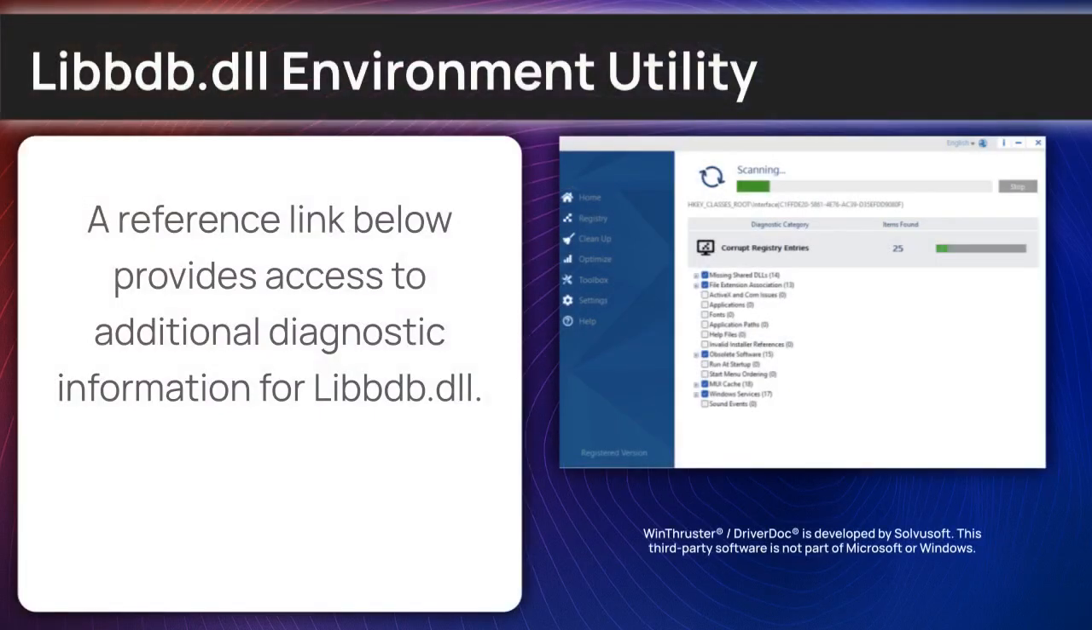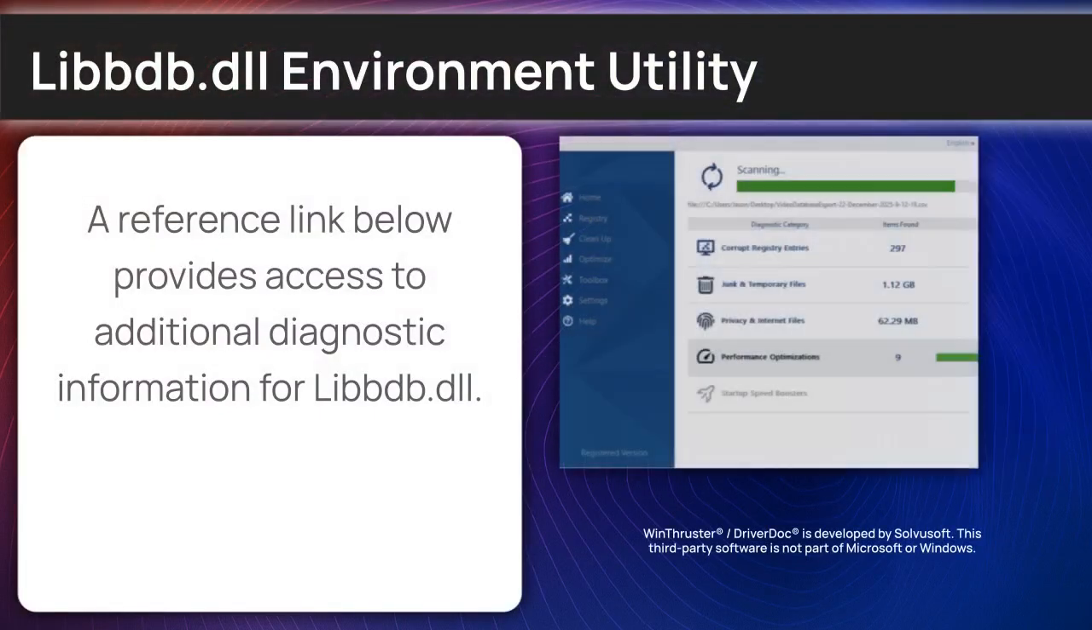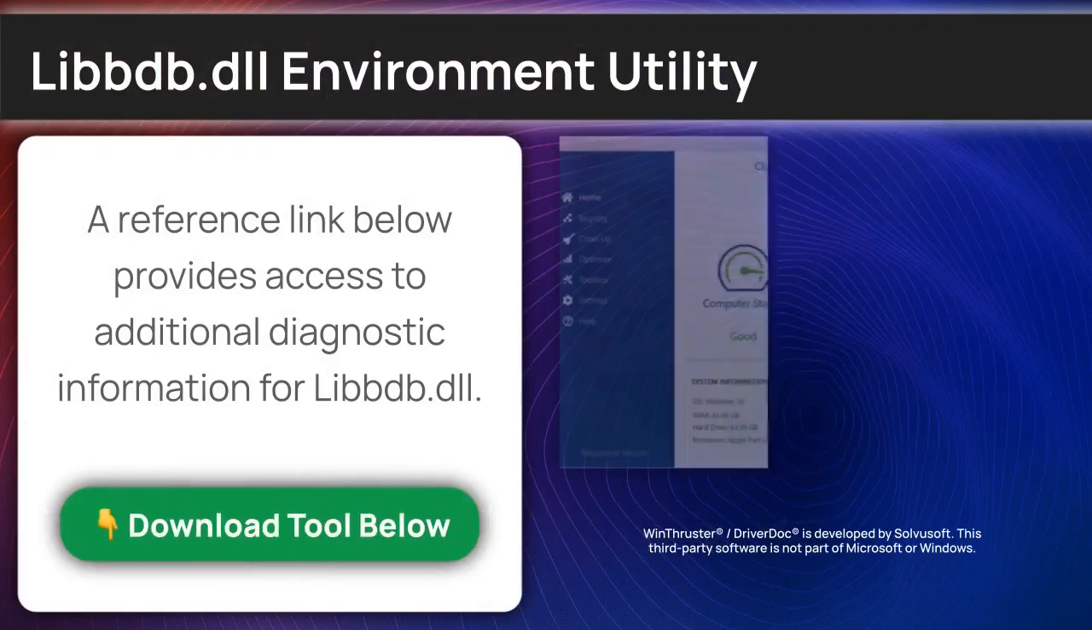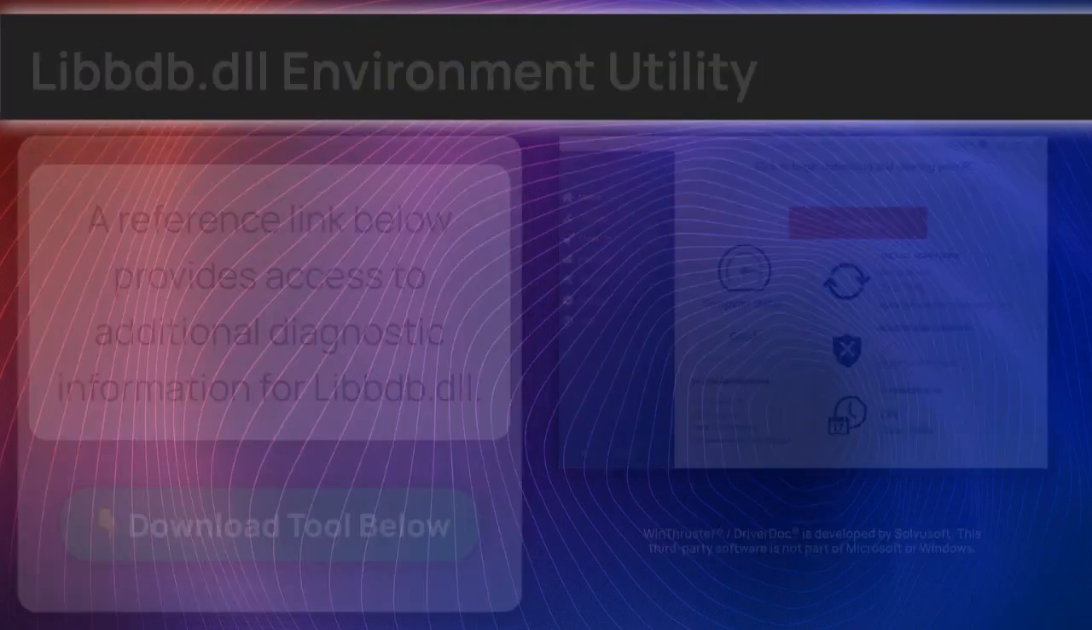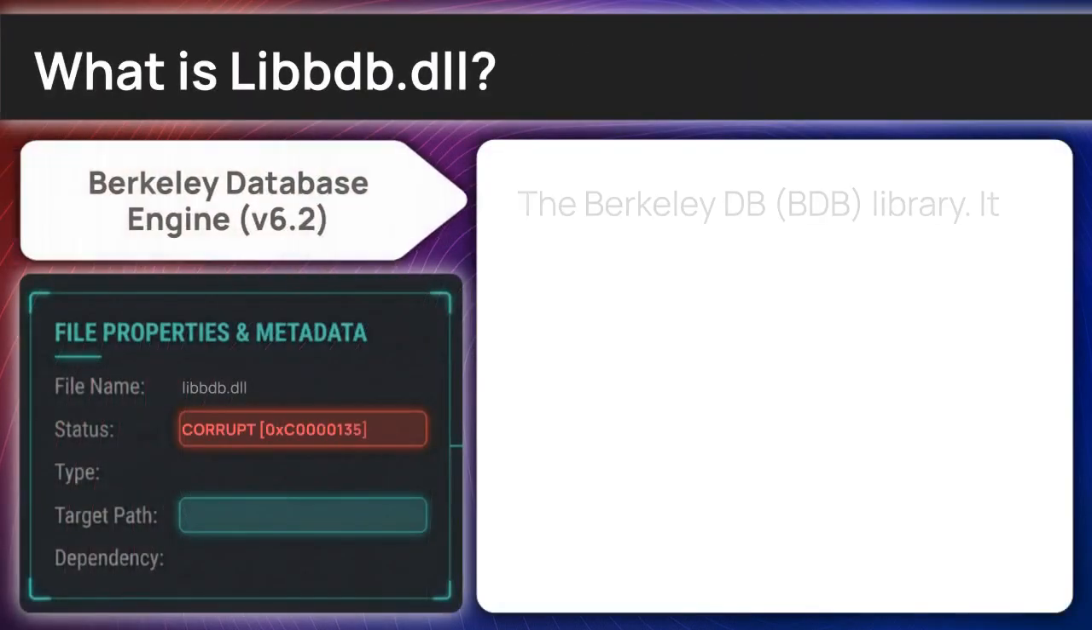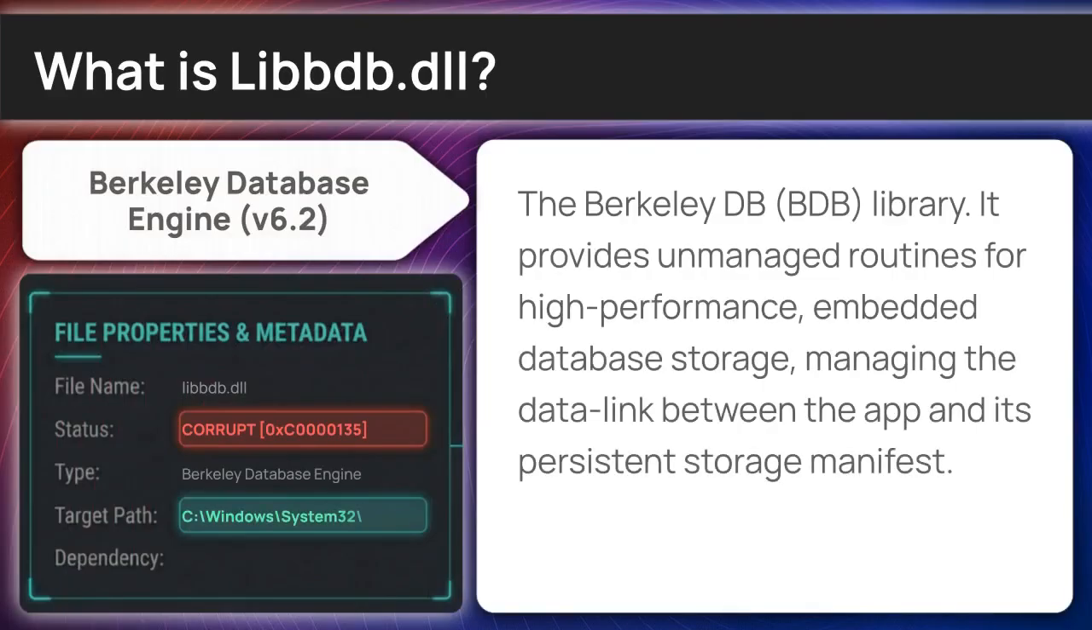To start our guide for Libbdb, you can follow the manual steps or use the suggested tool for workstation health. This is the Libbdb, the Berkeley DB BDB library. It provides unmanaged routines for high-performance, embedded database storage, managing the data link between the app and its persistent storage manifest. Understanding the file's role is a great start.